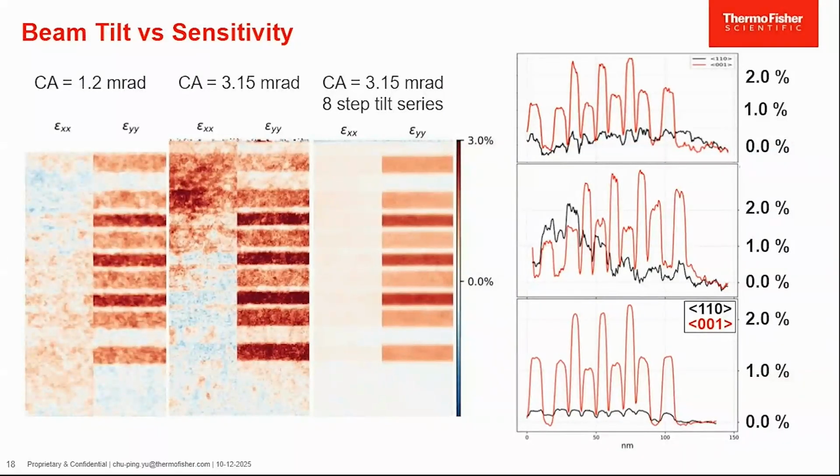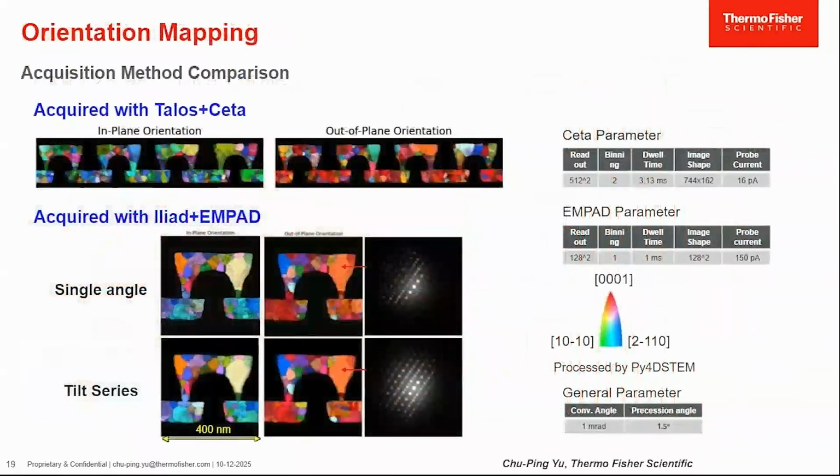So besides strain, I also like to share with you two other applications that can be done with frame-based precession. The first one is orientation mapping. The orientation mapping, as you can see here, if with single acquisition, you will have this type of diffraction patterns. And with frame-based precession, the sampling of the diffraction space is expanded, and therefore the computer will have a better accuracy in understanding or figuring out what is the orientation of these crystals.